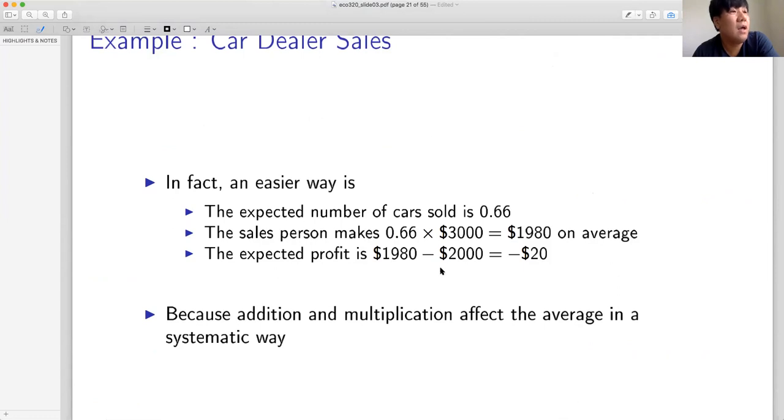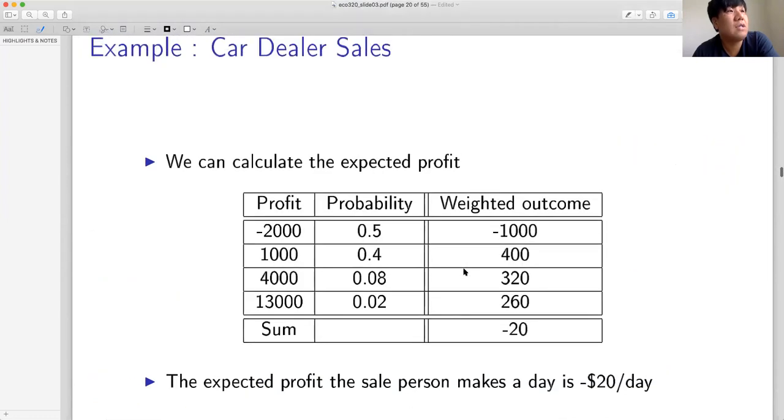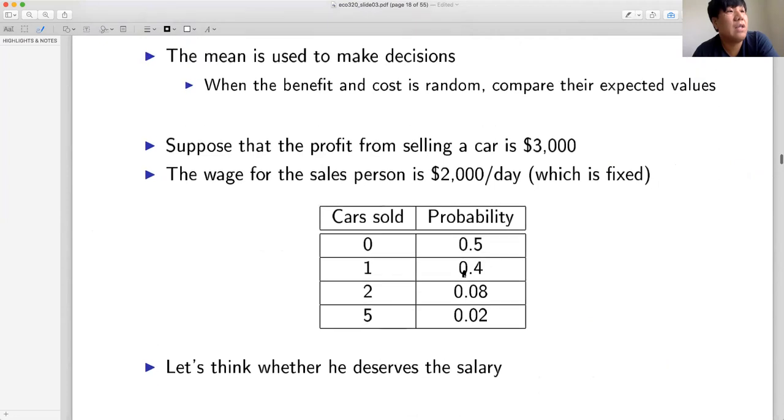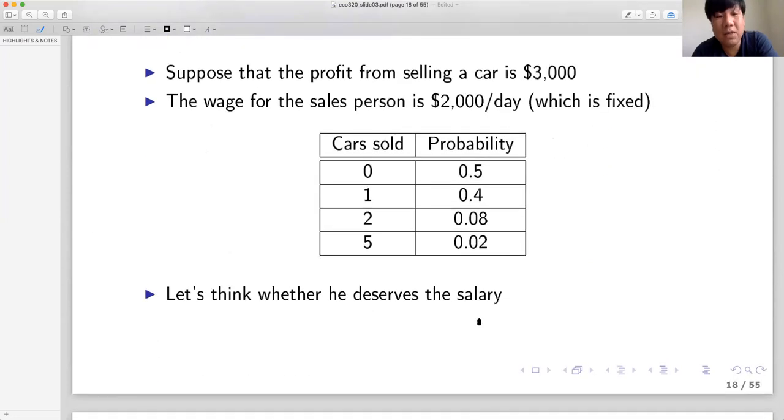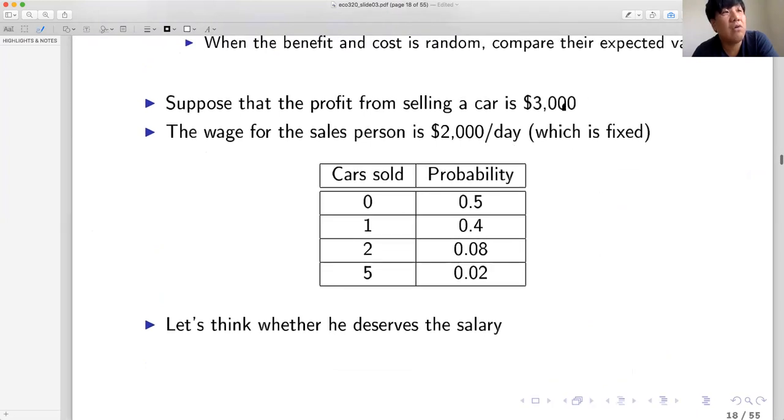But the thing I was going to talk to you about initially was, previously we found that the average or mean number of car sales was 0.66, right? Then we are making 3,000 if we are selling a car like that. So how you can do this is, the expected profit is, let's say, just profit.